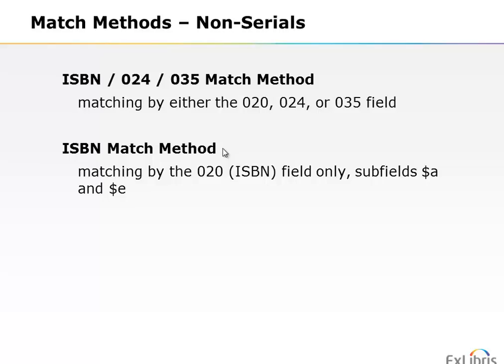We've seen now the normalization rules, the merge methods, and the match methods. I'd like to discuss now how we can implement each one of these elements in each of 4 different contexts. First, when working with a single record in the metadata editor.